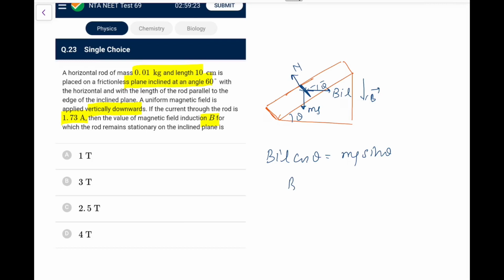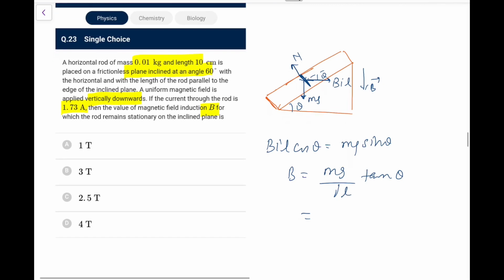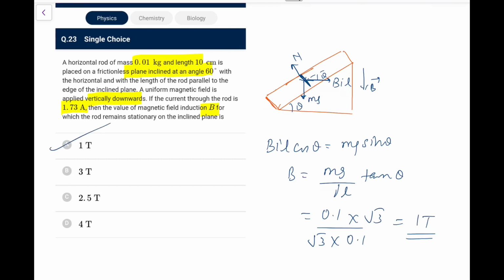So now the value of B is mg upon IL, that comes out as tan theta. So what is mg? Mg is what you are given, 0.01 into 10, so that would be 0.1. I is 1.73, I can write it as root 3, and tan theta is also root 3, so we are given a very good choice, that is 0.1, so it comes out as 1 Tesla. So you have to be very careful about imagining it, as it's not an easy question, it's a good question, especially for bio students. You have to be very careful to assume it like this. If you assume the rod to be like this, it cannot be in balance, because in that case the force cannot be in the way to balance the forces that we require here.